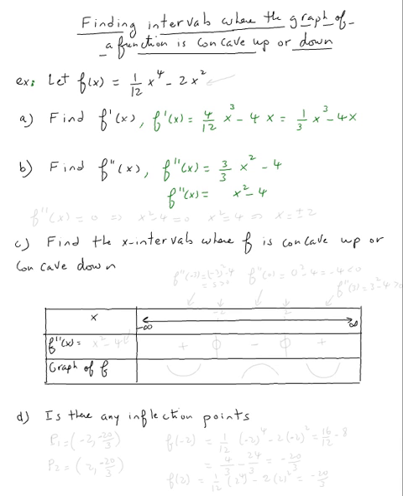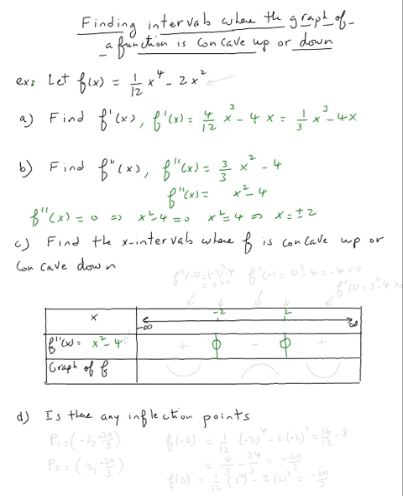Good. Now C, we need to find the x intervals where the function is concave up or concave down. Before we do that, we need to set the second derivative equal to 0 and find those critical numbers. So the second derivative equal to 0 means x squared minus 4 is 0, means x squared is 4, which means x is minus or plus 2. And then what we do, we plug them into our domain, so minus 2 and 2. The second derivative, we said, is x squared minus 4. We know it's equal to 0 when x is equal to negative 2, and when x is equal to 2.